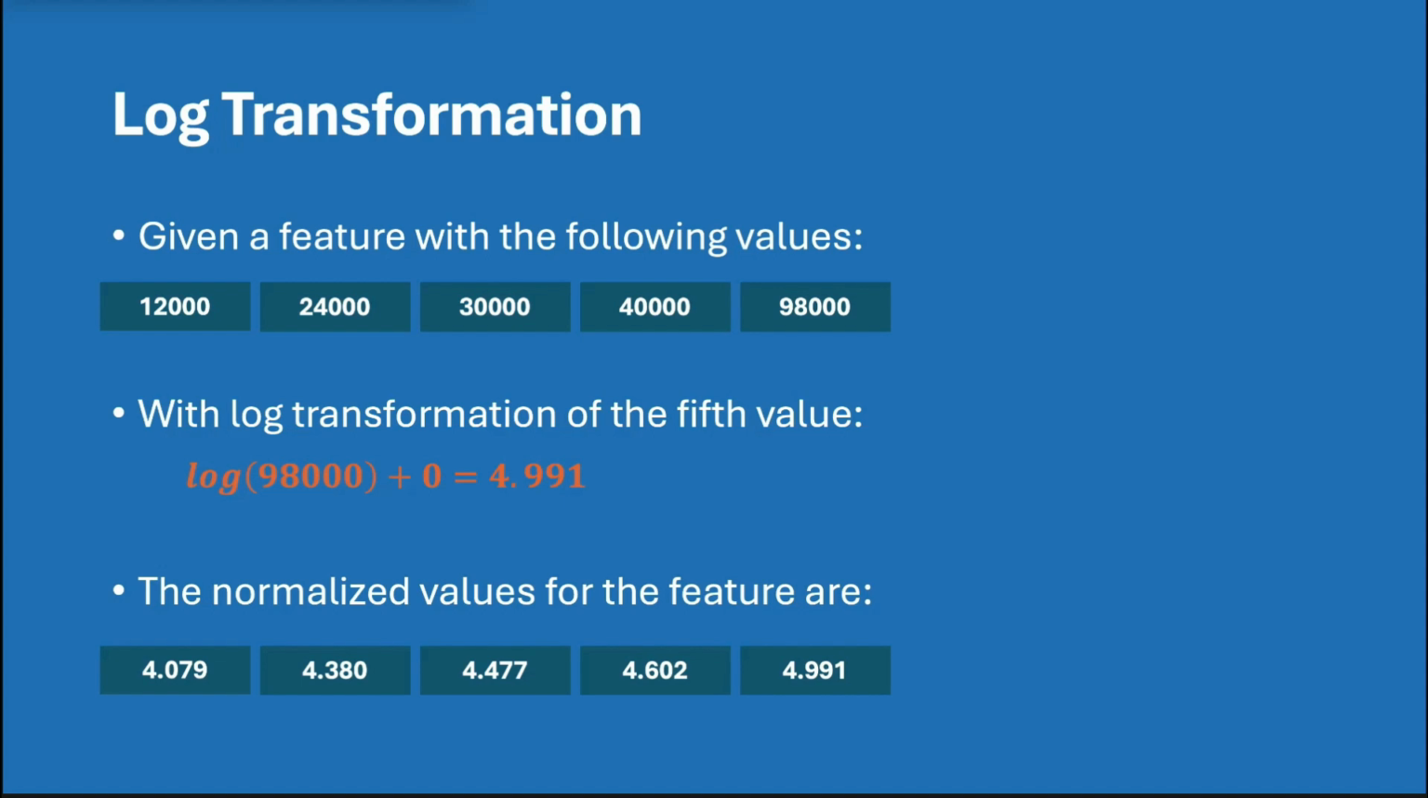Applying log transformation to the fifth value in our example data, we get 4.991. Applied to the rest of the values, we now have 4.079, 4.380, 4.477, 4.602, and 4.991. Notice that this approach minimizes the distance between the original outlier values, 12,000 and 98,000, and the rest of the data.